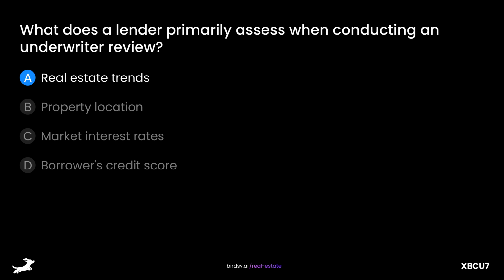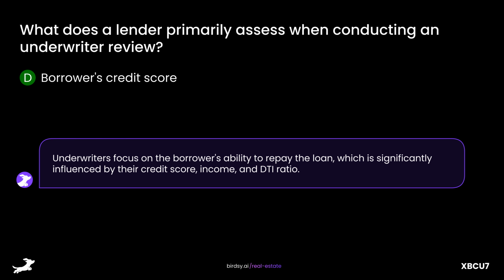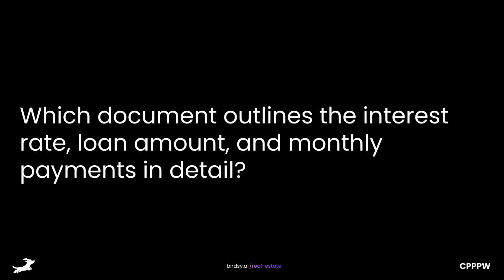Is it A, real estate trends? B, property location? C, market interest rates? Or D, borrower's credit score? The answer is D, borrower's credit score. Underwriters focus on the borrower's ability to repay the loan, which is significantly influenced by their credit score, income, and DTI ratio.